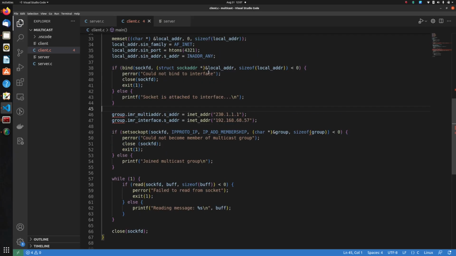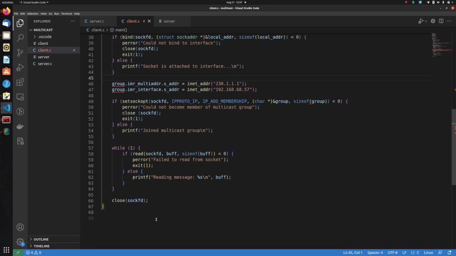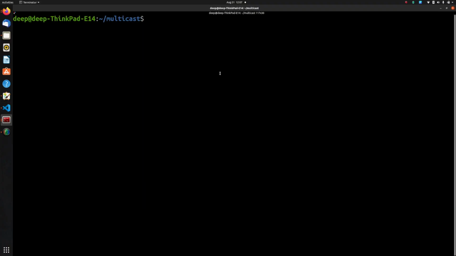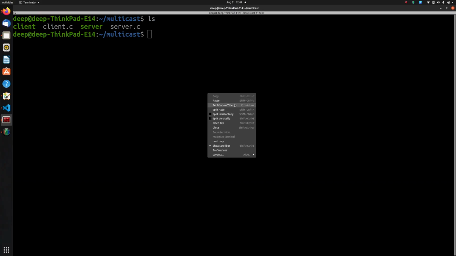So first we bind to the local address, then we declare our desire to be a part of this multicast group, and then we simply start reading from the socket and writing to STD output, right? So let's see how it looks in practice. First let's compile the client once again, right? Both of them are now compiled.